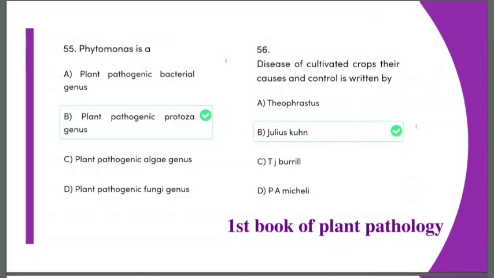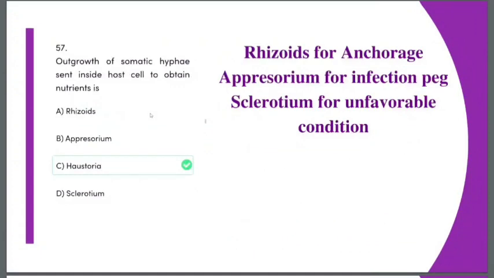55th is Phytomonas is a plant pathogenic protozoa genus. 56th is, diseases of cultivated crops, their causes and control is written by. It was written by Julius Kühn. It's the first book of plant pathology.